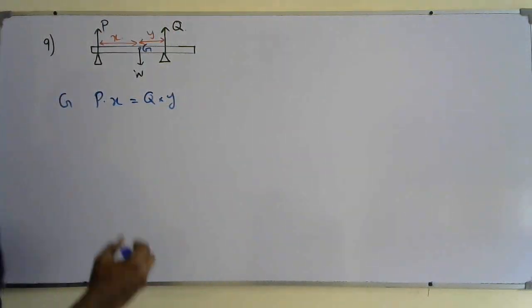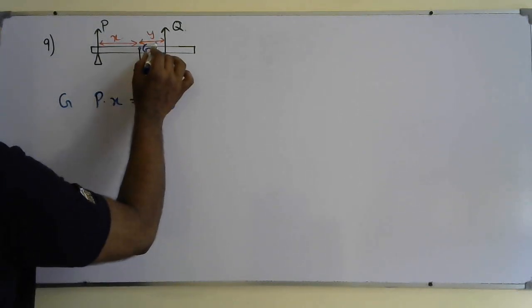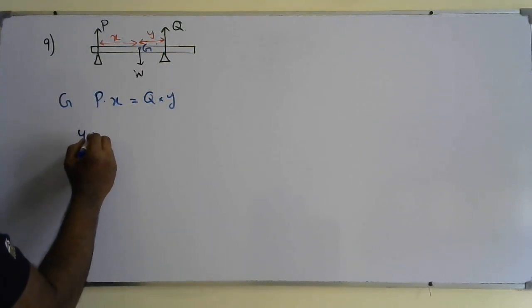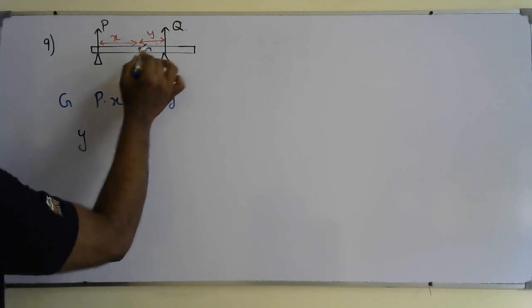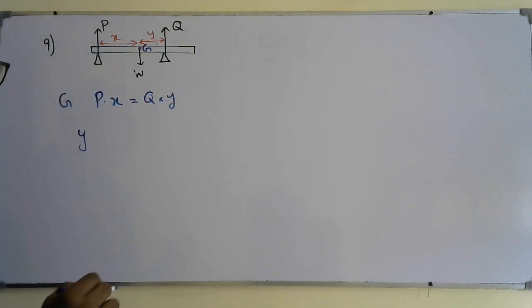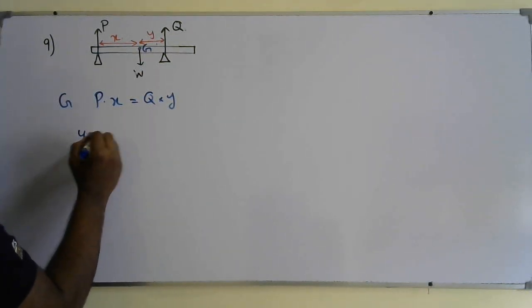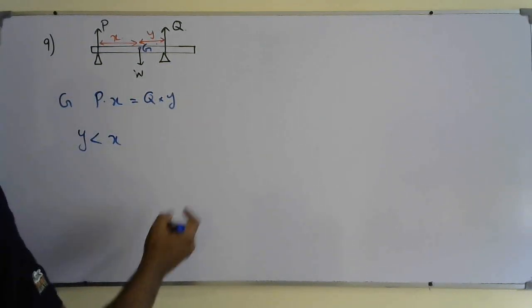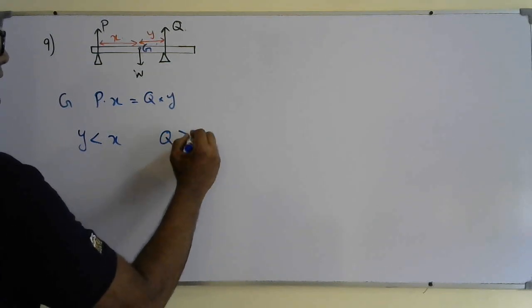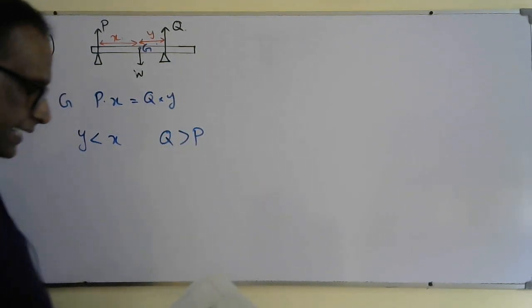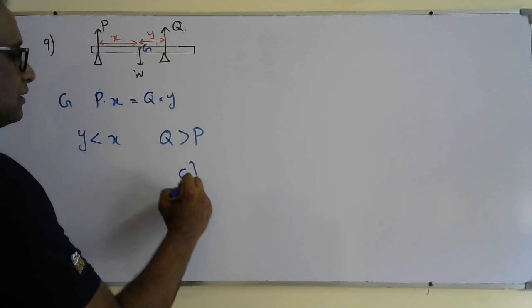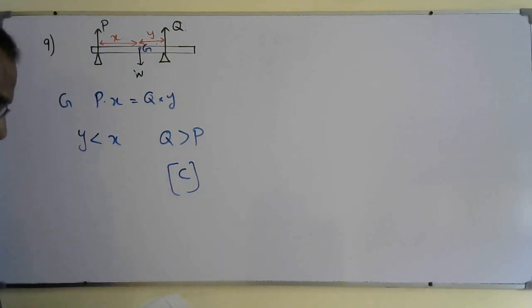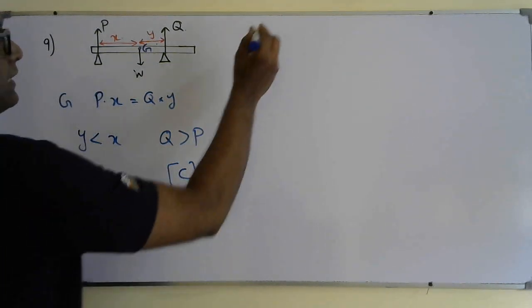So I know that here, according to the diagram, Y is smaller than X. You can see in the diagram, Y, the distance of Q from the center of mass where the weight is acting, is less than X. So Y less than X means, you know, from the moment equation, Q should be greater than P. Q must be greater than P. Answer C. Question number 9, answer C.